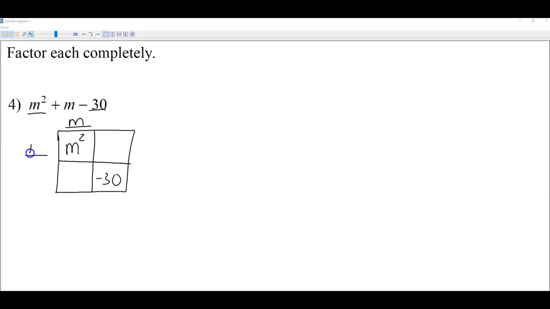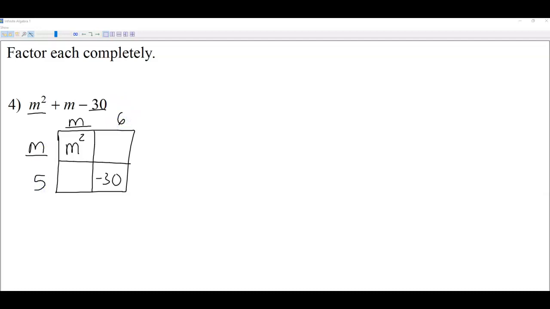But we are ready for the box method here. Whenever you have 3 terms, the way we do it is with the box method. You put the first term in the top left box, you put the last term in the bottom right box, and the goal is to find the numbers that will correctly give us the outcome. So what times what makes m squared? Well, that would be m and m. And what times what makes negative 30? That would be 6 and 5.